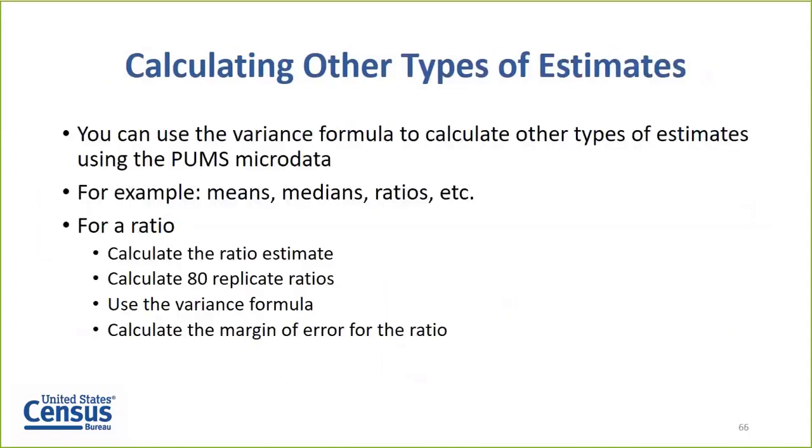And as I said before, the power of this method is that you can use this to calculate the margin of error for many different types of estimates. For example, for a ratio, calculate your ratio estimate and then calculate 80 replicate ratios. And then use the steps before to calculate your variance and then obtain the margin of error.